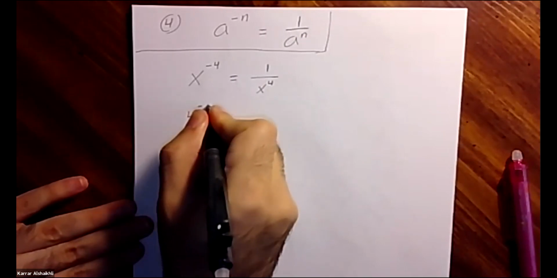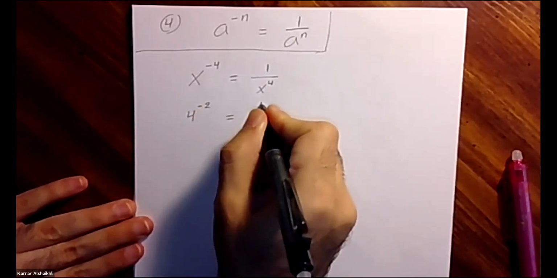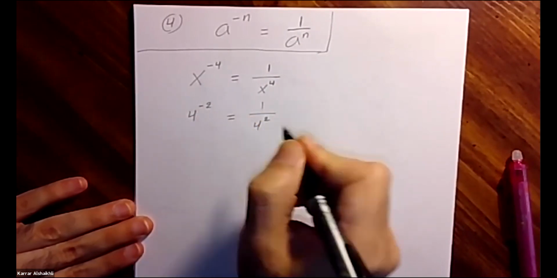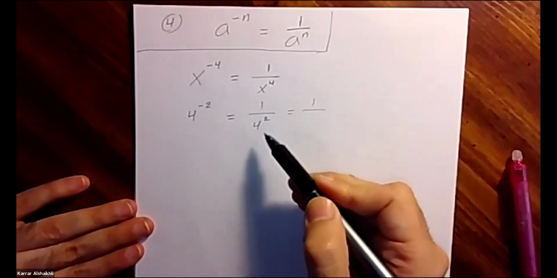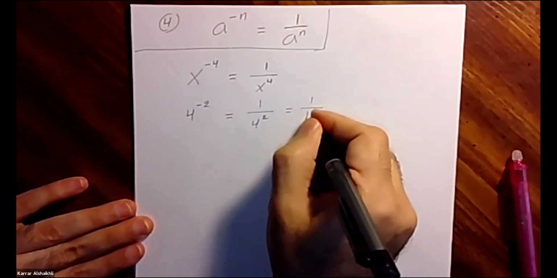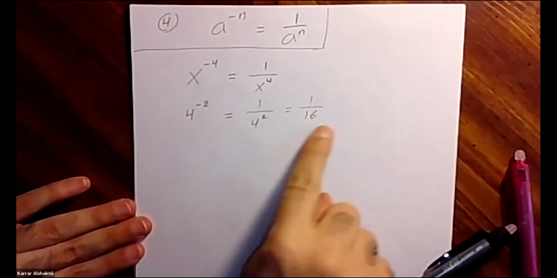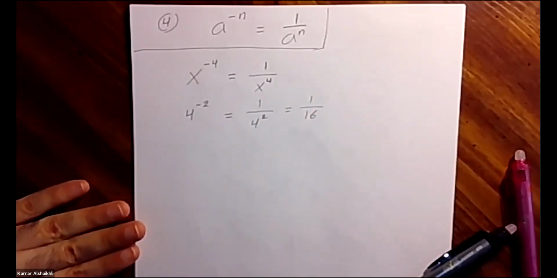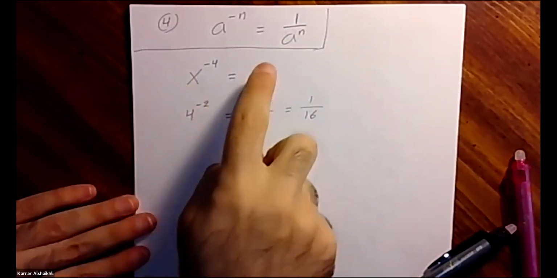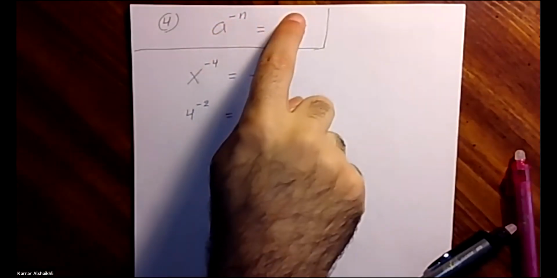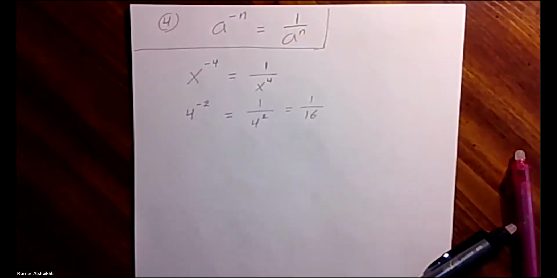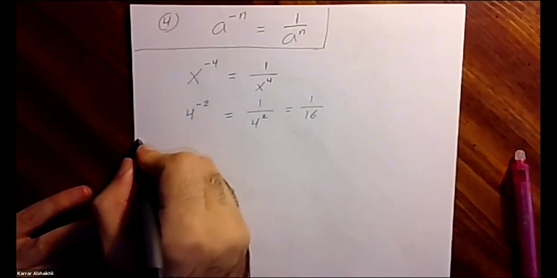4 to the negative 2 is going to be 1 over 4 to the positive 2. And I can simplify it more because 4 squared, that means 4 times 4, is 16. So when you have a number, you have to get the result without exponents because they're going to ask you to simplify it. But with the variable, no, you're just going to write it down like this. This is going to be the solution. So that's how we work when we have a negative exponent: it's just 1 over the number with positive exponents. This is the 4th rule.